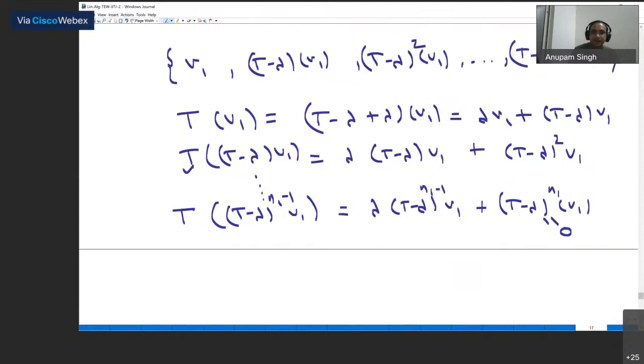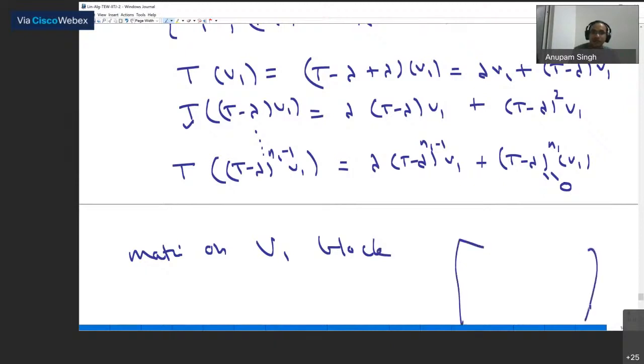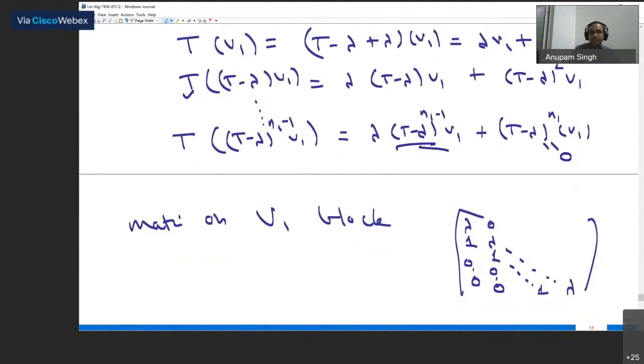So if I write the matrix on the v1 block, look at the first one. I'll get lambda here, 1 here, and then 0, 0, 0. Then the second one will give 0, lambda, 1, 0, 0, 0, and so on. So you'll see that on the diagonal, I'll keep getting lambda. Below the diagonal, I'll keep getting 1. The last one gives me only lambda. So this is the Jordan matrix.